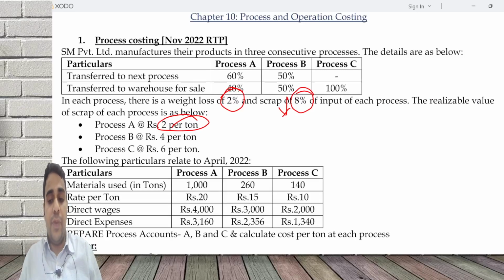This question is non-equivalent units, because there is no degree of completion. So only two steps. Step 1, input output statement. Step 2, process account. What is the cost per unit? Cost per unit is equal to the debit side of process account minus sale value of normal loss, divided by expected output. We divide by expected output.